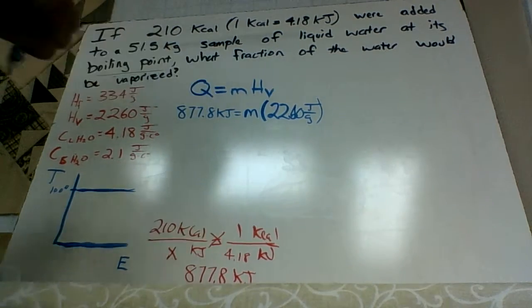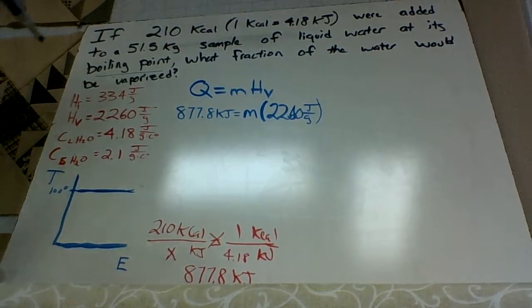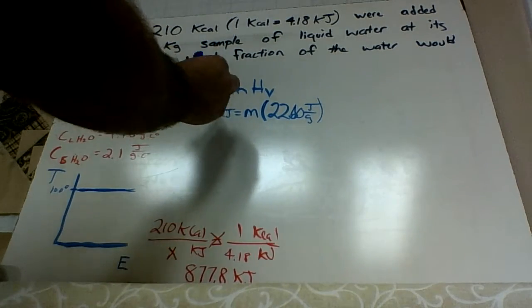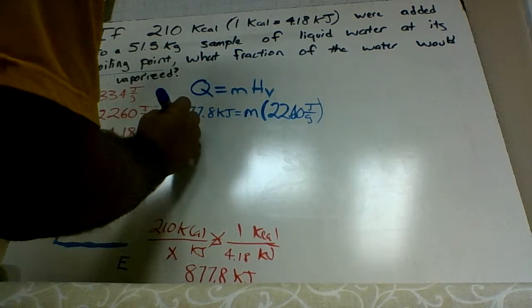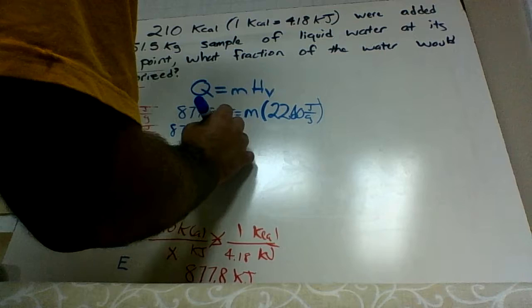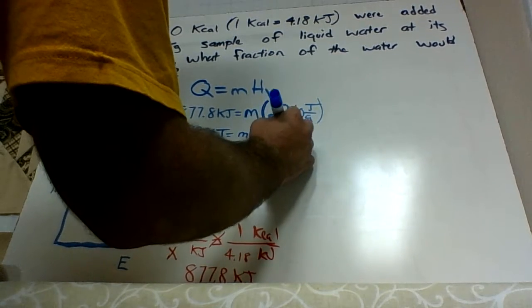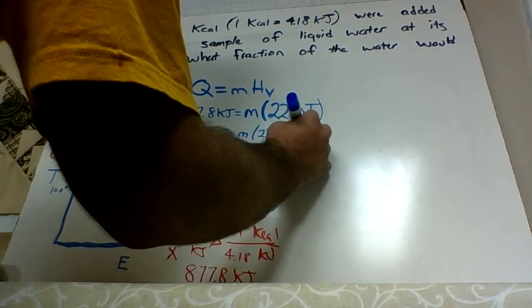Now, to maybe make it consistent, if you understand the kilo and everything like that, then don't worry about it. But let's go and change this guy to joules. And so I need to move the decimal 3 spots to the right. So that's 877,800 joules is equal to the mass times 2260 joules over grams.